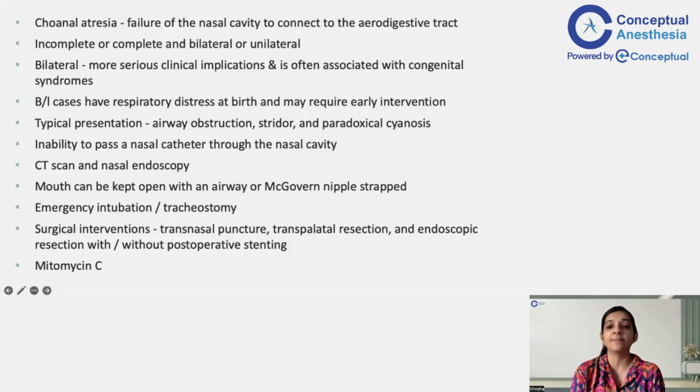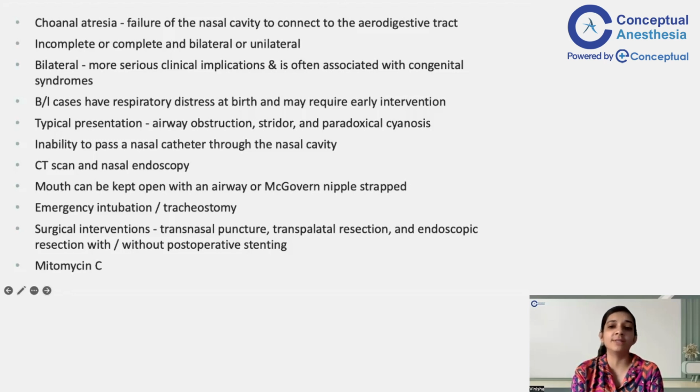In very severe cases, even emergency tracheostomy and intubation can be needed when they present with respiratory distress. And if gradually the neonate can adapt to oral breathing, then the surgery can be delayed till the infant becomes about 10 weeks of age. Surgical intervention is either a transnasal puncture or a transpalatal resection, and endoscopic resection is also done with or without stenting, which can be inserted.